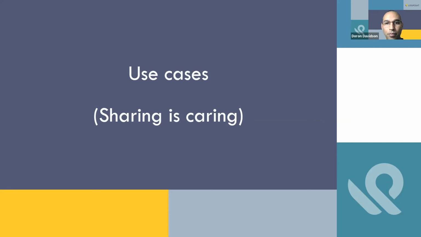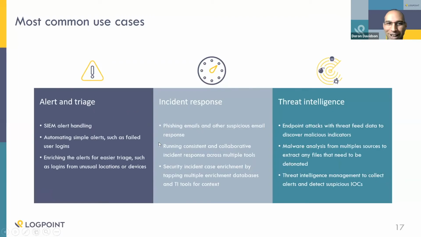Okay, so let's talk a bit about use cases. Since you're not sharing, I guess I will need to share. So some of the most common use cases that we see today within our customers are anything from alert triaging. So getting a SIEM alert and how do I handle it?